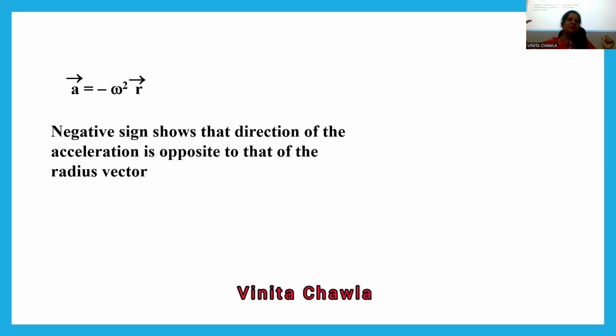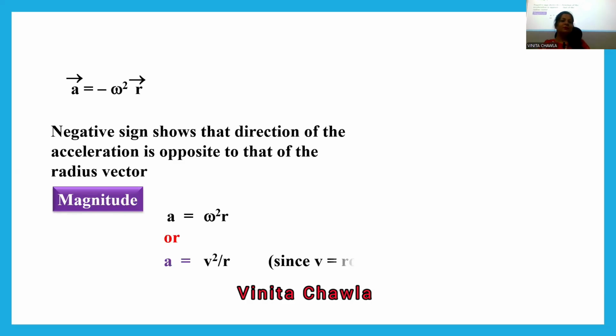Centripetal acceleration acts towards the center. Radius vector acts away from the center. While centripetal acceleration acts towards the center. So we have a negative sign, it shows this. And the magnitude of A is omega square r. Omega r is V, right? Omega r is V. So we can also write A as V square by r.